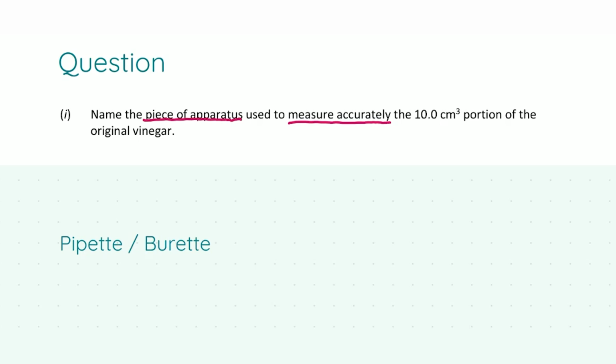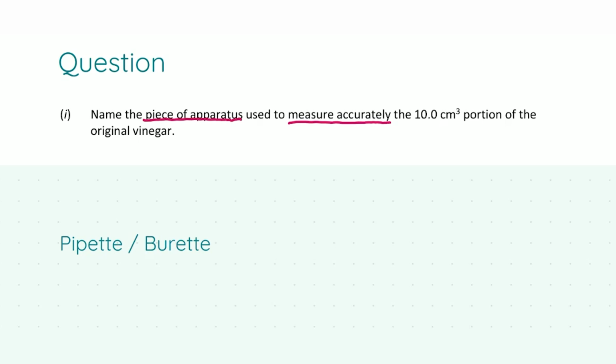Now, getting into part I, they're looking for the piece of apparatus used to accurately measure the original vinegar. So when you hear accurately measure, you're immediately going to go for something like a pipette or a burette, which are both accepted answers on this occasion. This year they also accepted graduated cylinder and syringe. However, you know from doing these experiments that a pipette and burette are very accurate pieces of equipment.